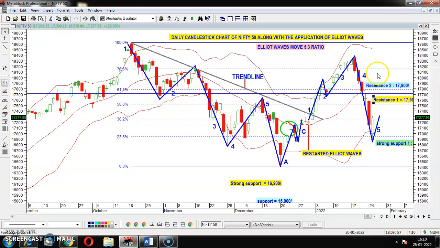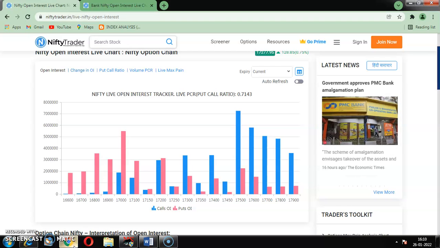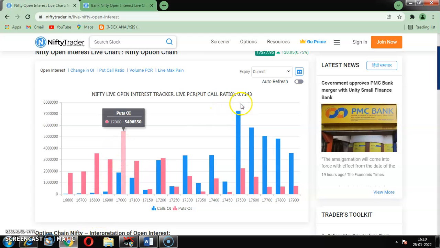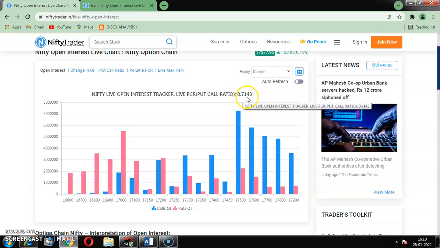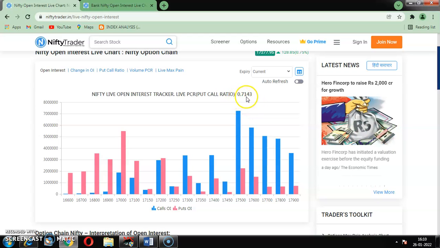Now, apart from it, let us go to the option data. What does the option data say? Because from the option data we can get more information about the Nifty's activity. See, this is the option data. Now what is the PCR? PCR is the put call ratio, right? Here the PCR is 0.7143. 1 is the neutral zone, above 1 is bullish, below 1 is negative. So as far as the PCR is concerned, Nifty seems to be negative.